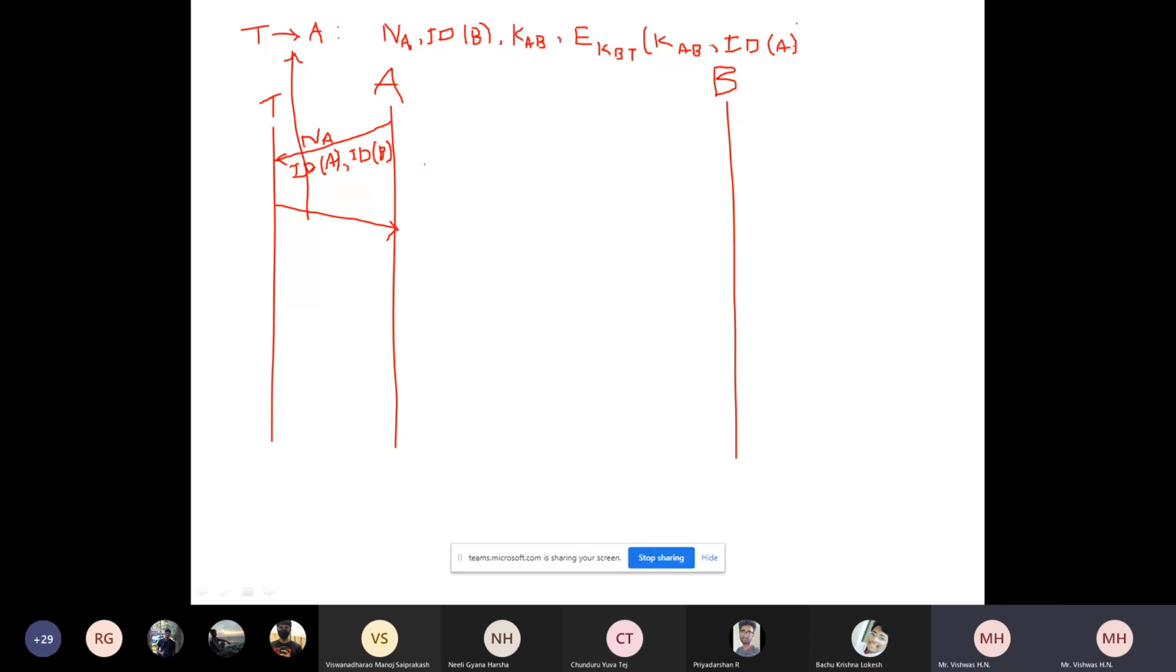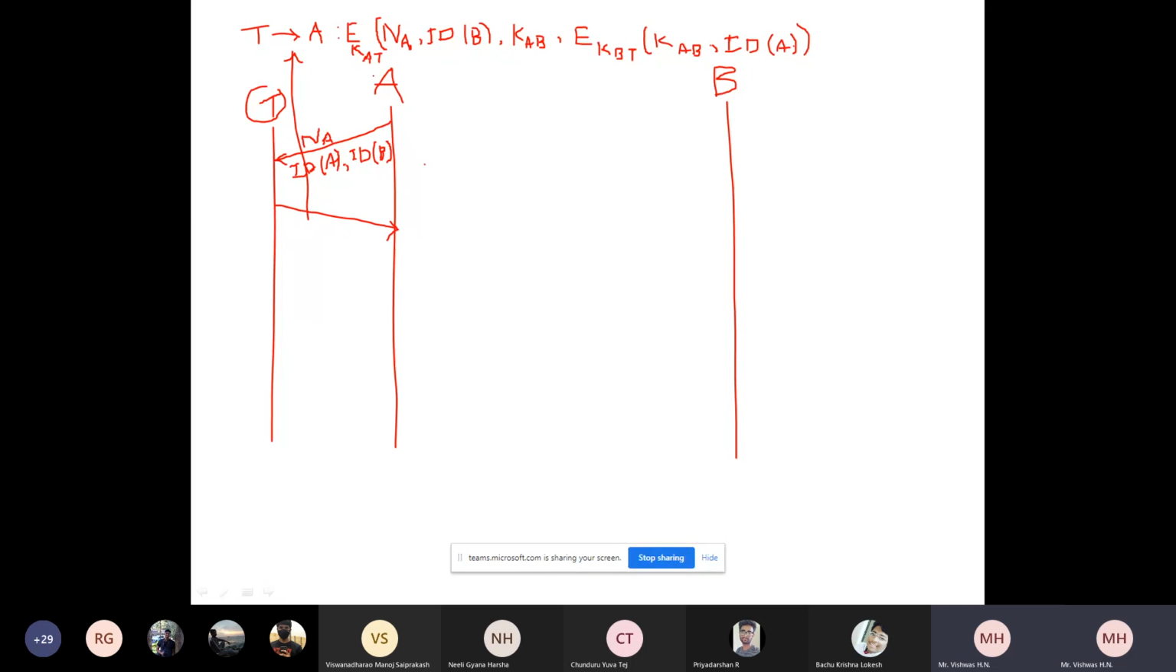So this whole thing will be encrypted using key AT. See, I'll explain to you, students. When A tries to communicate with this T, that is the trusted third party, what happens? A will generate a key. Is that clear? That key is for communication between A and T. It's a symmetric key. That is key AT.